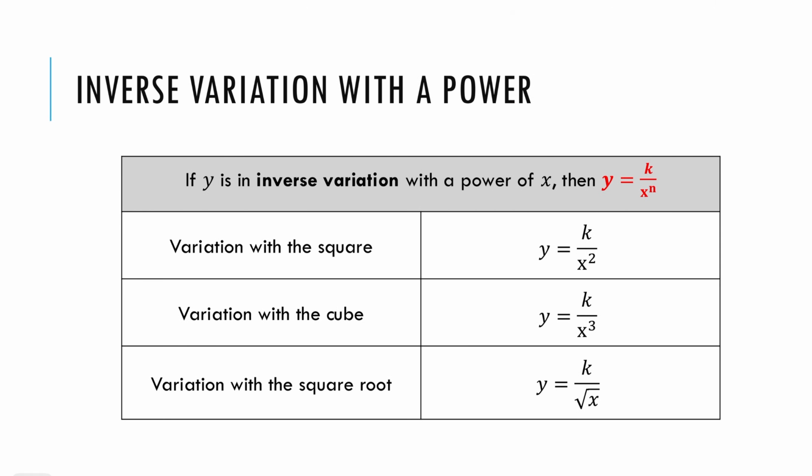Now, similar to our direct variation, we can also have powers of our x value. As you can see here with inverse variation, I can also have x to the power of n. So here I've got the square, the cube, and the square root, which is just here.